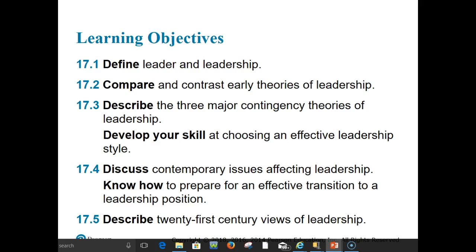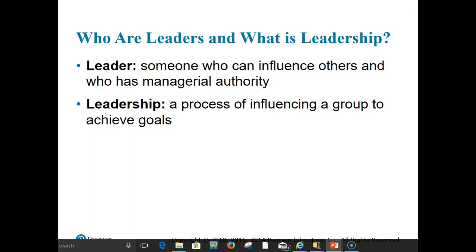Remember, I've said this throughout the semester. There is a difference between leadership and management. It's important to note that they are not the same thing. So who are leaders and what is leadership? A leader is someone who can influence others and who has managerial authority. So leaders tend to influence people to accomplish organizational goals, strategies. And leadership is a process of influencing a group to achieve goals, as I just stated.